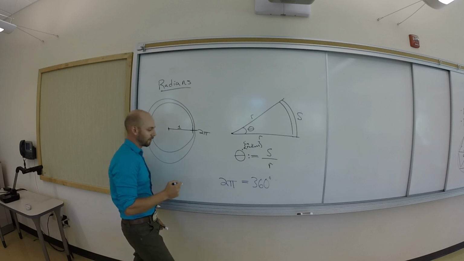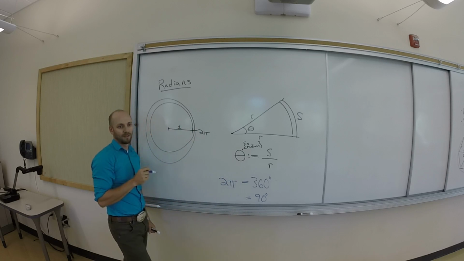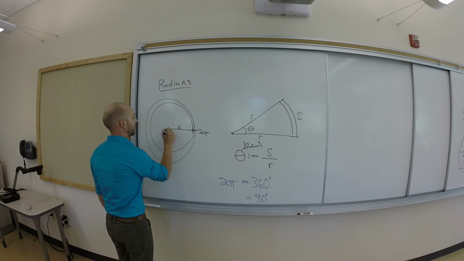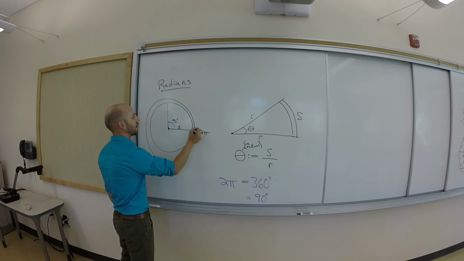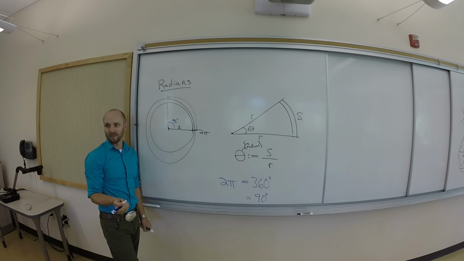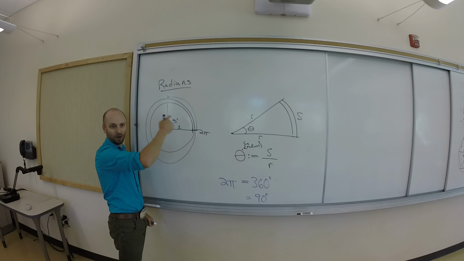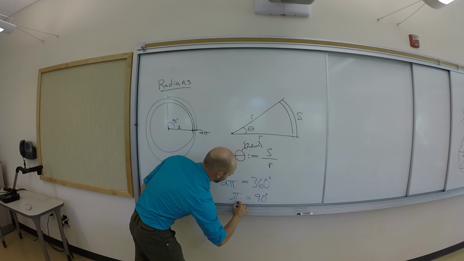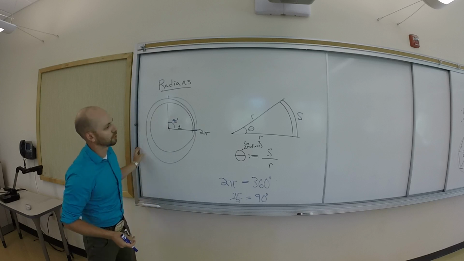What if I wanted to go 90 degrees? Pi over 2. That'd be a quarter of the way around the circle. So here's my 90 degrees, and now I'm asking, how long is this? It's 1/2 pi. Because it's 2 pi all the way around, and I only went a quarter, so 2 pi split 4 ways is pi over 2. Is that cool with us?